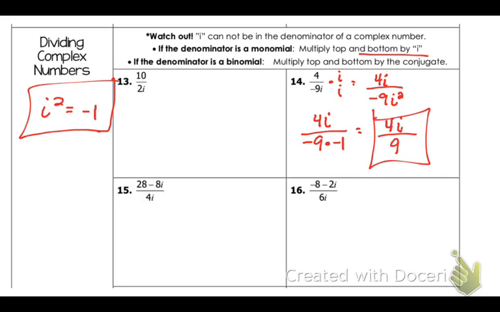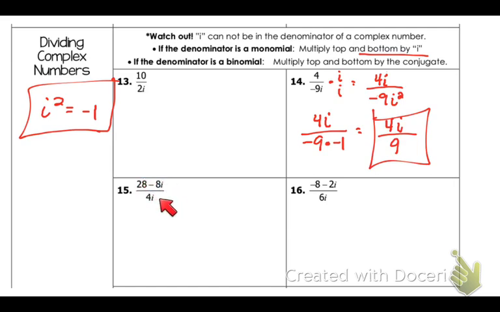I'm going to go ahead and do number 16. So again, you have to pay attention to the denominator. On 16, the denominator is a monomial. The way that I know it's a monomial is because there's no plus or minus separating anything else. So for example, this is a monomial, mono. This right here, 28 minus the 8i, this is a binomial because you have 2 terms.